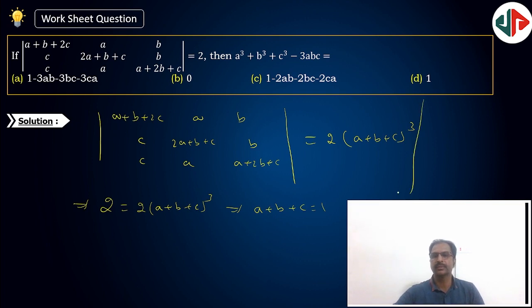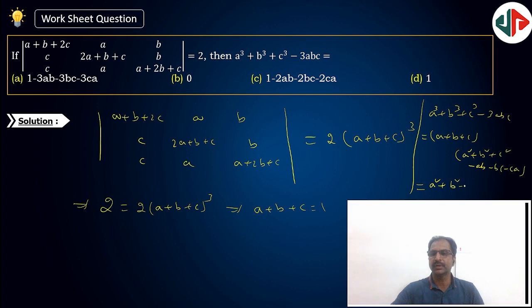But what is required? A cube plus B cube plus C cube minus 3ABC. The factors for this are (A plus B plus C) into (A square plus B square plus C square minus AB minus BC minus CA). Already A plus B plus C is 1, so this is nothing but A square plus B square plus C square minus AB minus BC minus CA. But still you have to simplify.